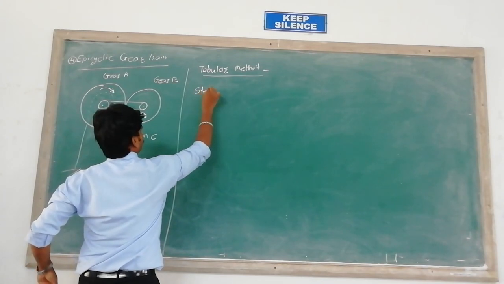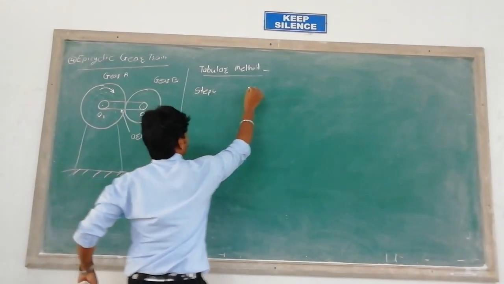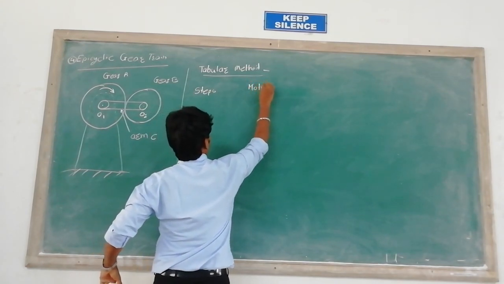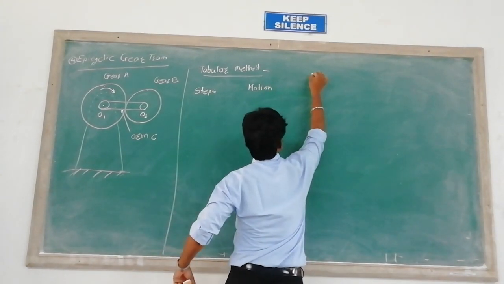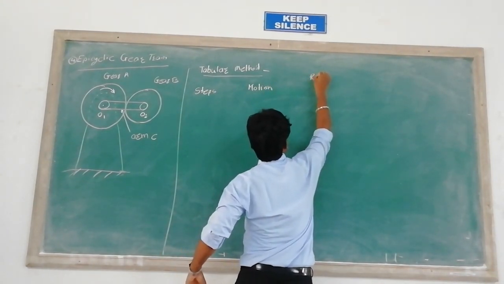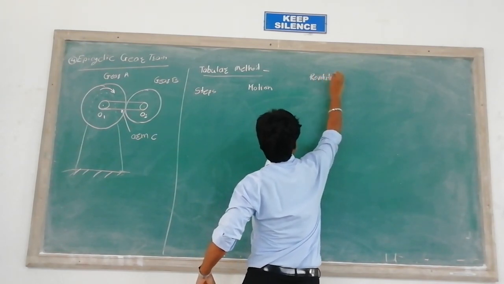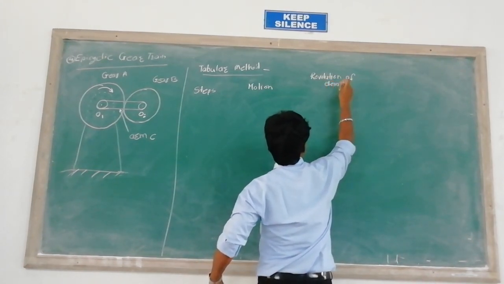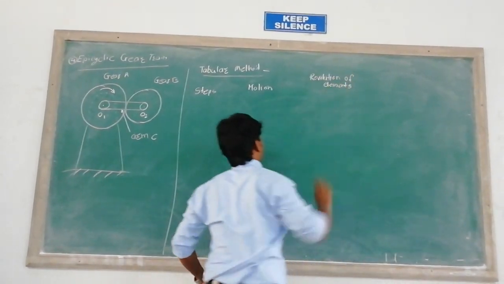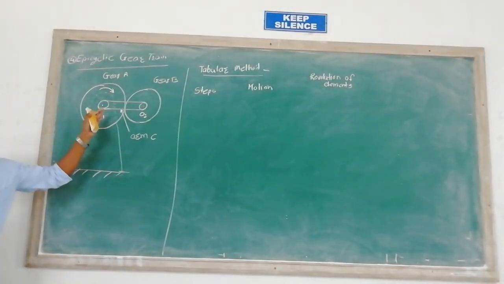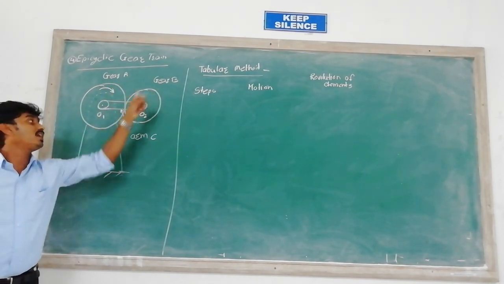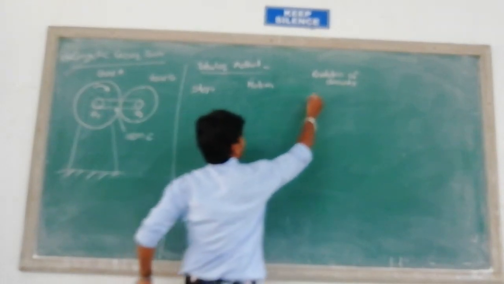The first column is steps, the second column is motion, and the third column is revolution of elements. In this gear train, there are three elements, that is gear A, gear B, and arm C. So I mark the three here.